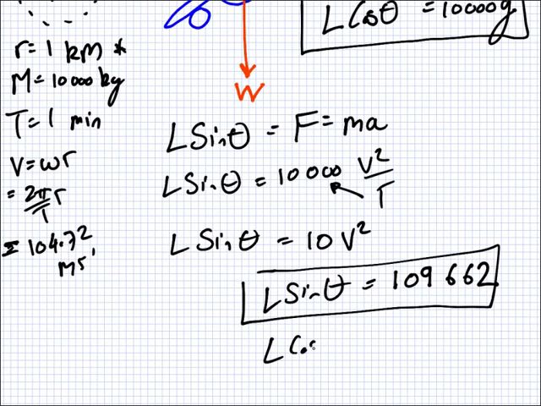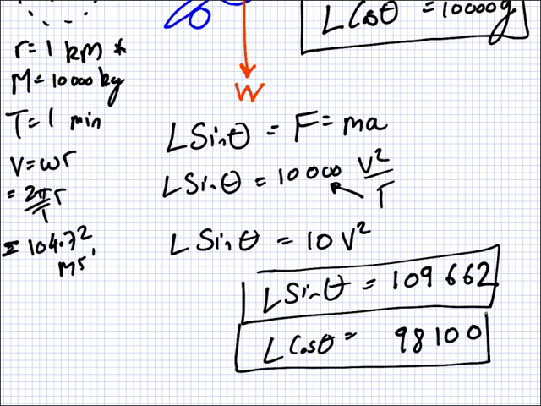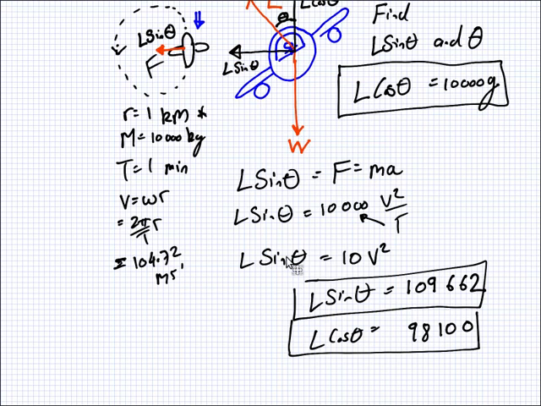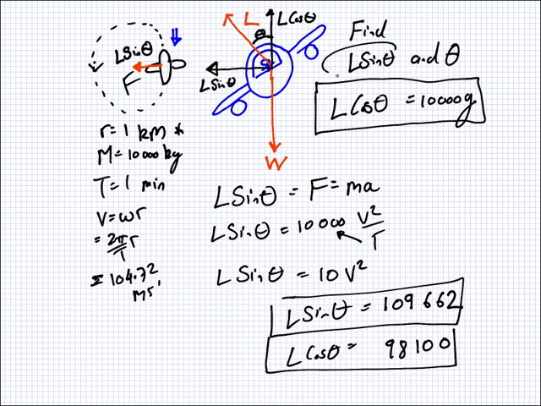And L cos theta is 10,000 g. What's that? 98,100? Yeah. Now, this is nice. I have 2 equations. So I've answered the first question, haven't I? Find the L sine theta. That's the answer to part 1.